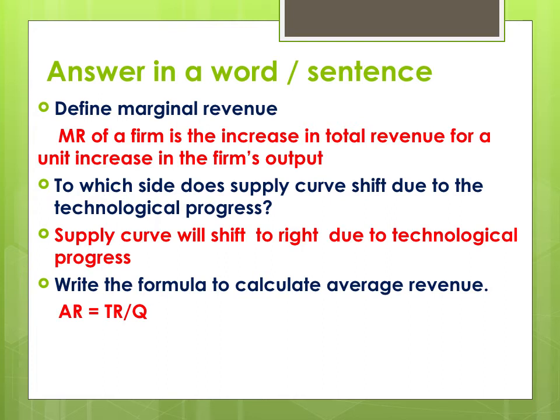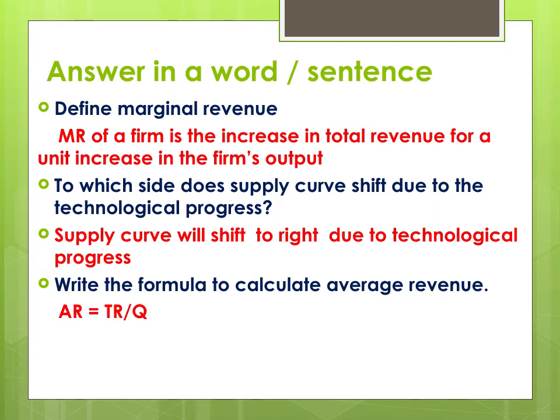Next question. To which side does the supply curve shift due to technological progress? The supply curve will shift to the right due to technological progress. This is because, due to technological progress, there will be lesser cost involved. So with the lesser cost, the firm can produce more. Hence, due to more output, the supply will shift to the right.